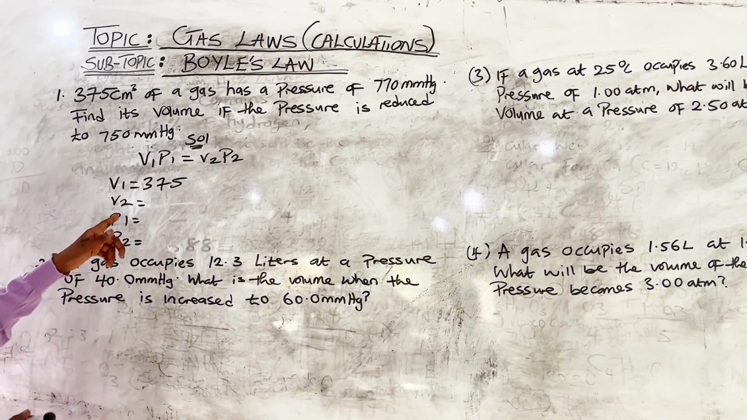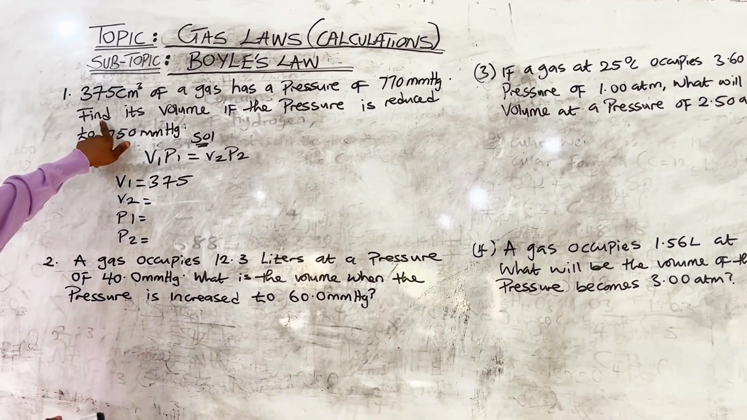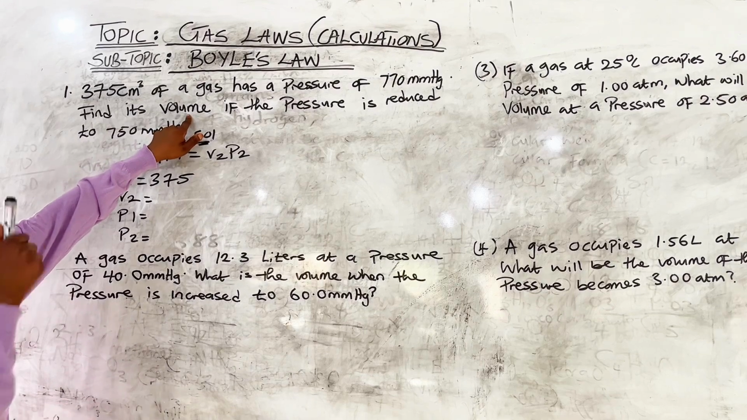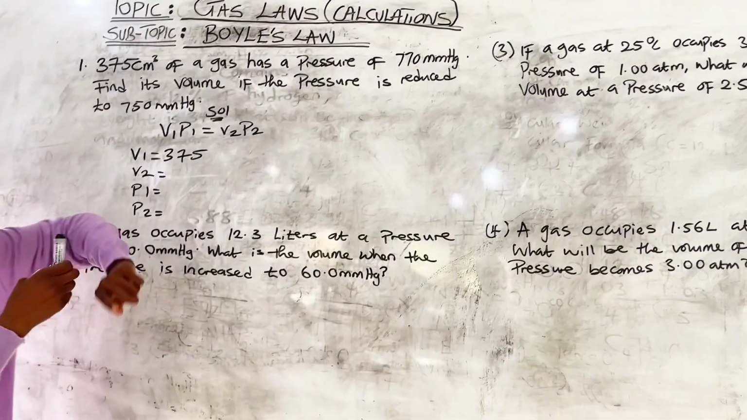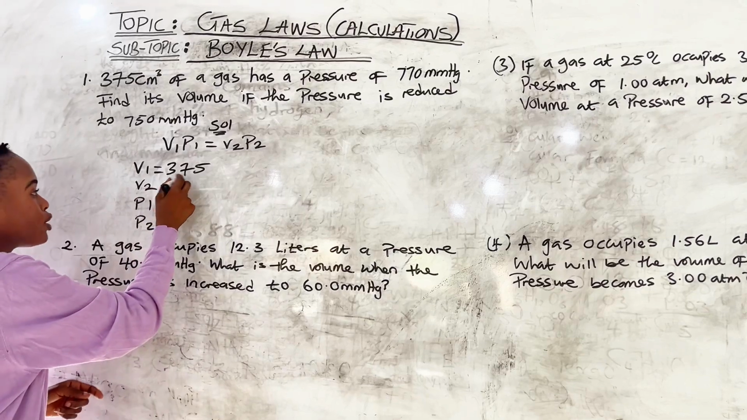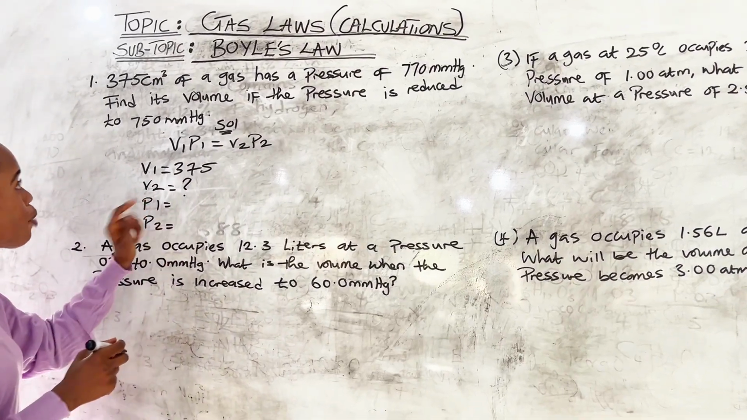375. So what is our V2? Mind you, the question says find its volume. So please take note. Find it, meaning that we're looking for volume. So we're going to put a question mark on V2. What is our P1?